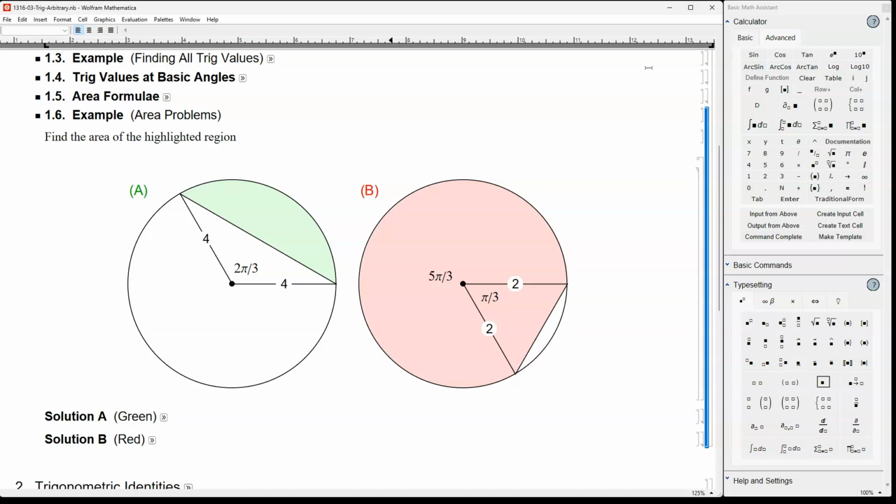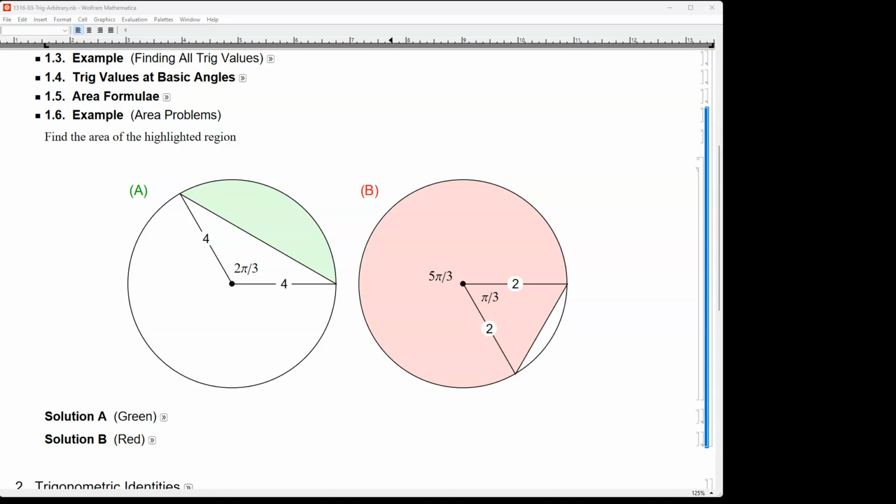So how do you find out the area of this green region? Stop the playback and think about the strategy, and do the same thing for part B. Well, here's my strategy. Consider this entire sector. And then how do you get the area of the sector? Yeah, we have the radius 4 and center angle 2 pi over 3, so you can find out.